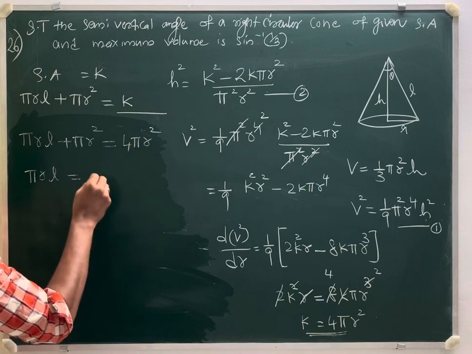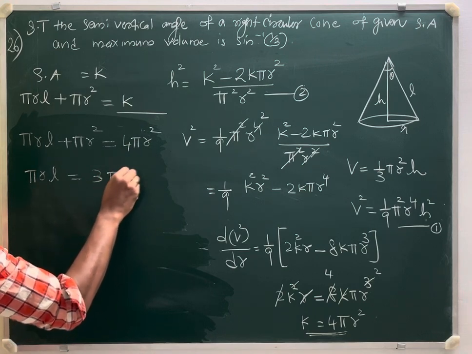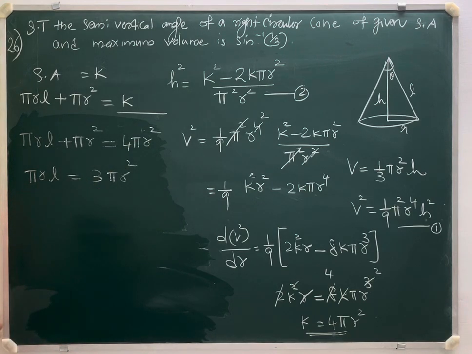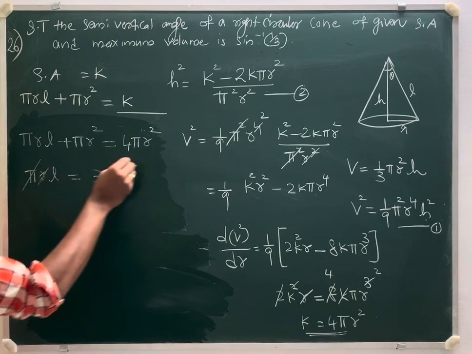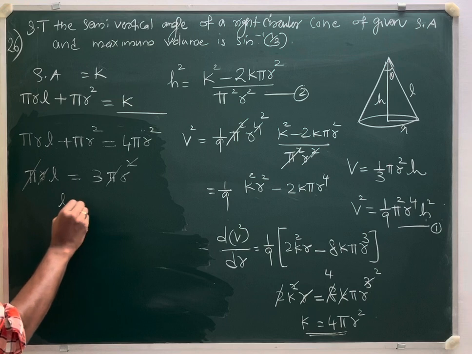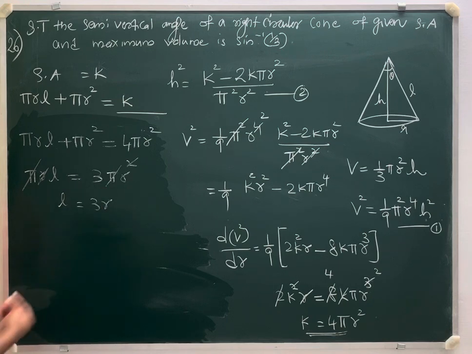When you subtract from 4 pi r square, it will become 3 pi r square. Now what can we cancel? We can cancel this pi. We can cancel 1 r. So I get L is equal to 3r.